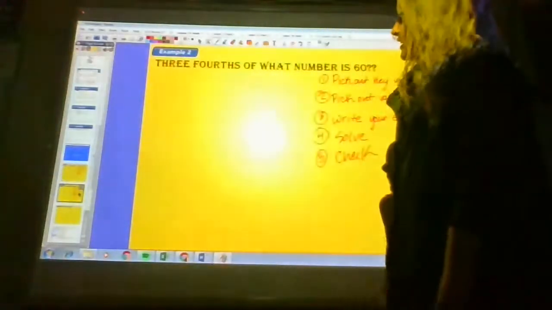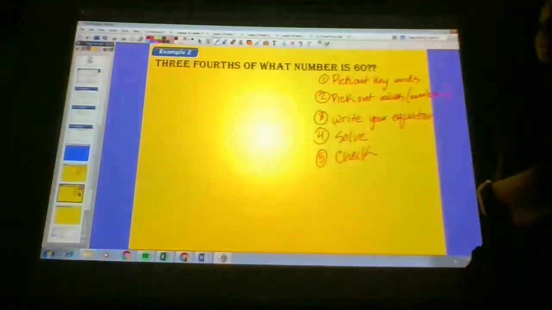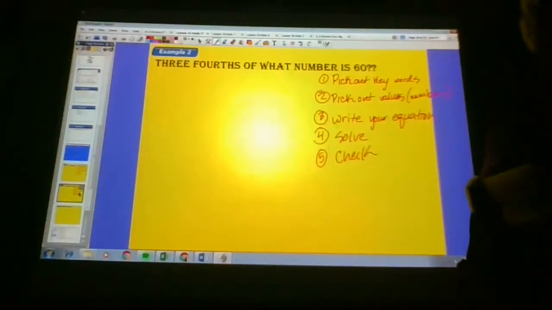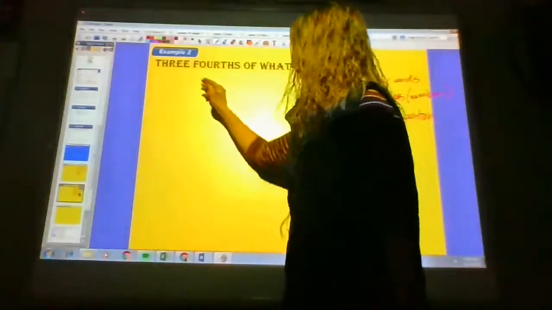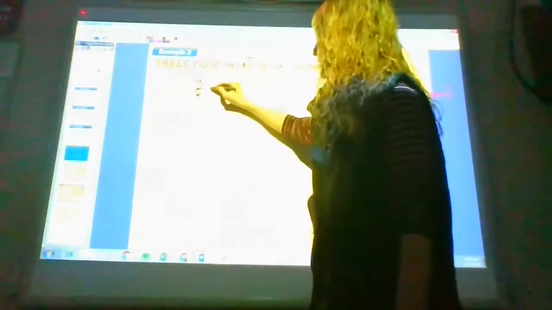So let's check out this second equation. It says 3/4 of what number is 60? So if you can, set that up in your notebook: 3/4 of what number is 60? Maybe pause.